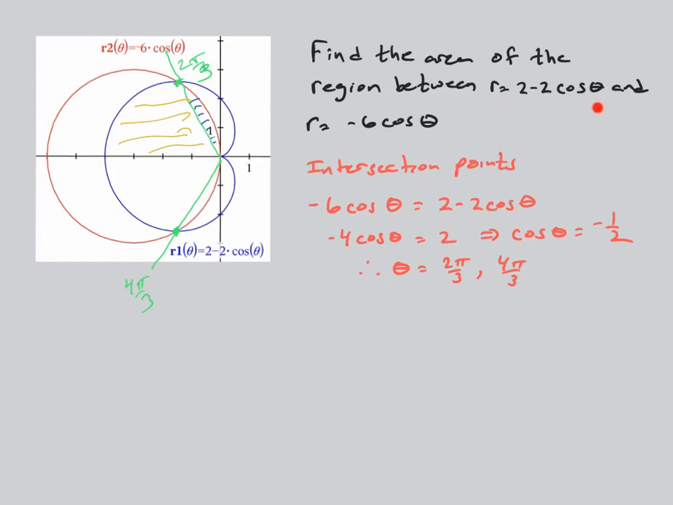2 minus 2 cosine theta. And that's going to go from 2 pi over 3 all the way over here, which is going to happen when theta is equal to pi. Because that's out at 4, this will be equal to 4 when theta is equal to pi, because cosine of pi is negative 1.